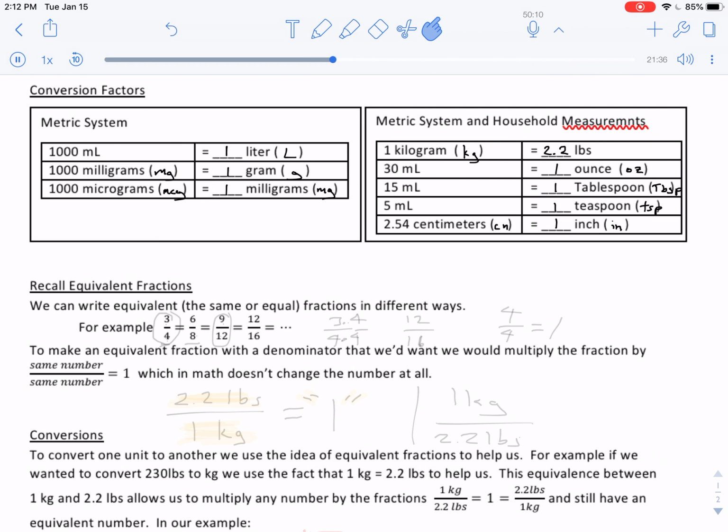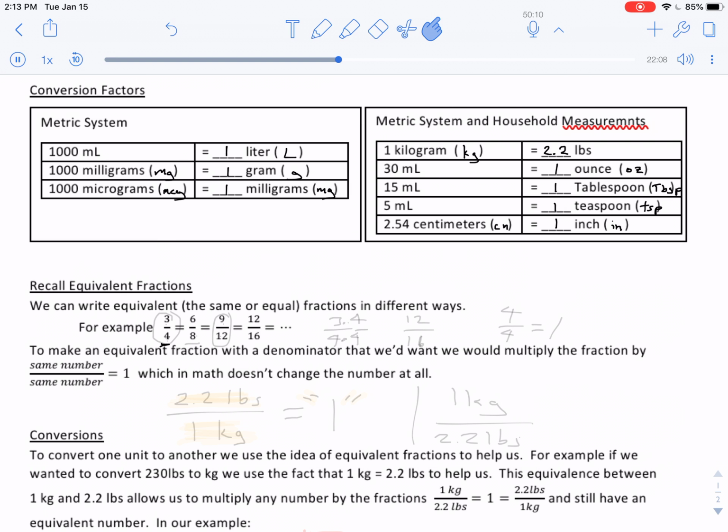The other ones aren't as big, but we do measure things a lot in ounces, and then have to possibly convert them to milliliters and so forth. So let's talk about converting. How do we convert, and why can we convert? Let's recall a couple things. One thing is that we can write equivalent fractions. We can write the same or equal fractions in different ways.